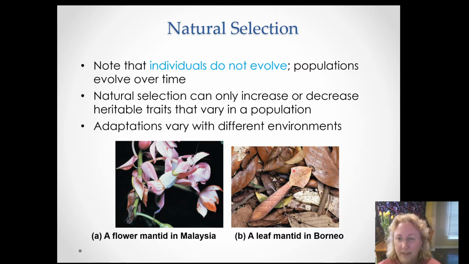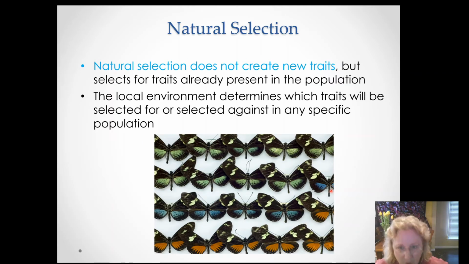Here's another mantid. This one lives in a dry tropical forest in Borneo, and it looks very much like a leaf. Again, we have insects that are ambush predators, which means they don't chase anything. They sit and wait for things to get close enough for them to grab. So the more they blend into the surroundings, the more likely they're going to be successful. Natural selection, again, doesn't create a trait because it's needed. The trait has to appear randomly.